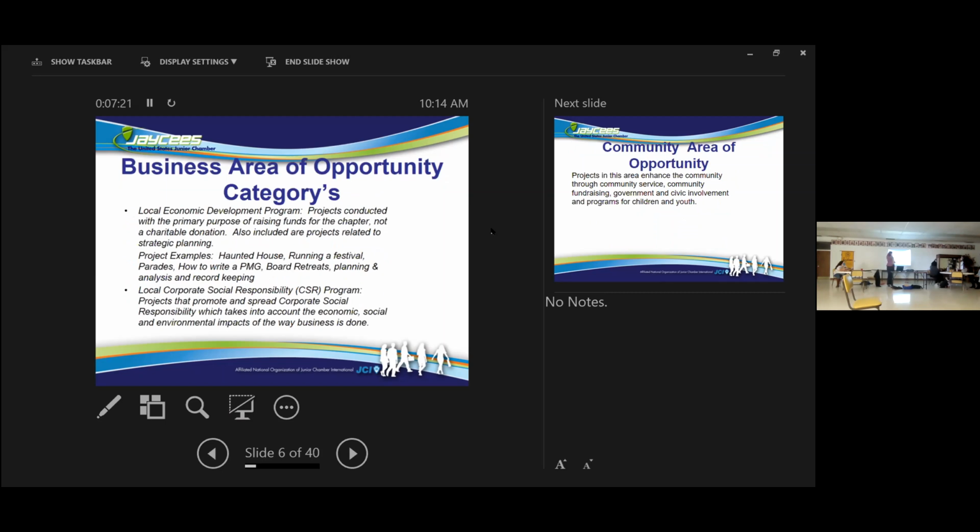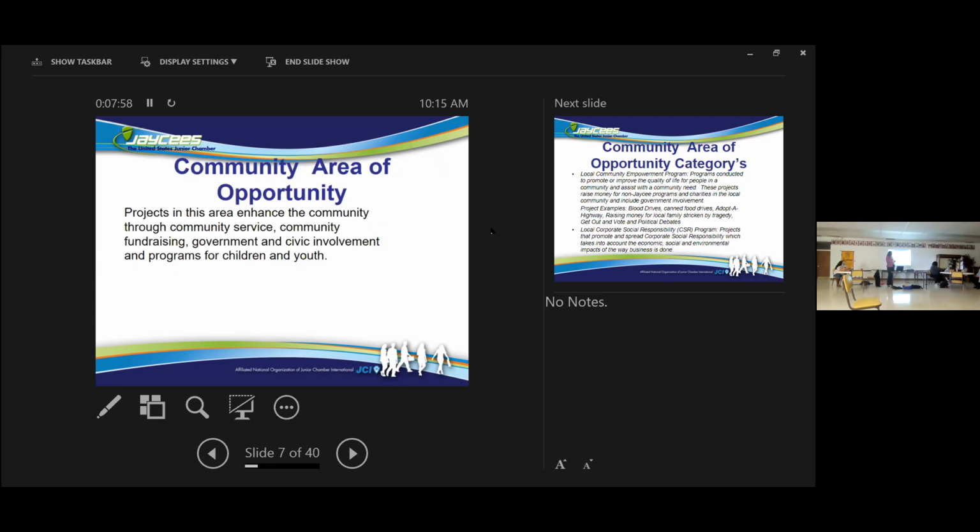This is what Yvette was alluding to as far as the different categories under the business area. You have economic development, and you can see what kind of events fall under that, like the fundraising events. And then you also have corporate social responsibility, which is a little hard for me to categorize, but this is the official description.